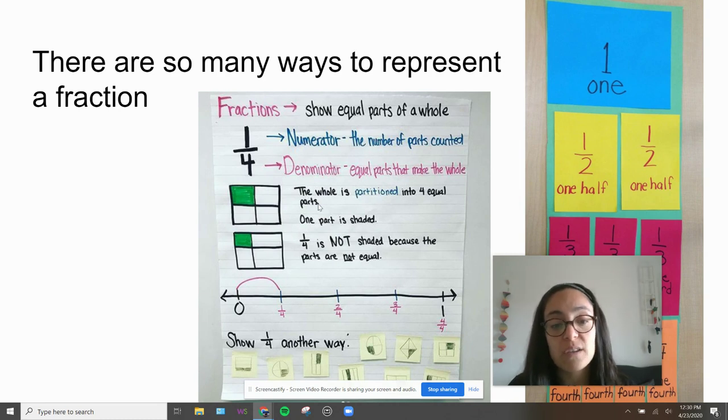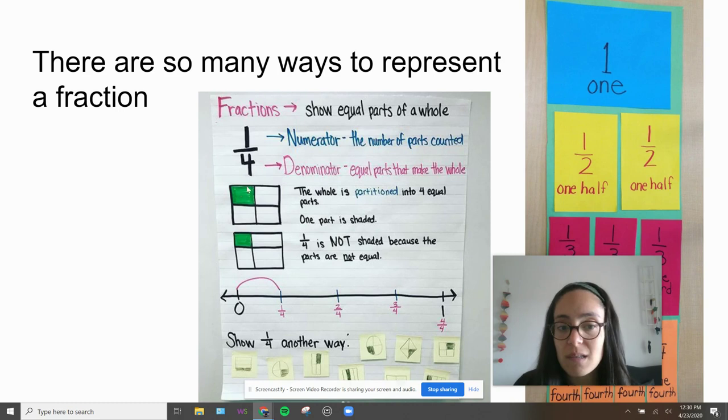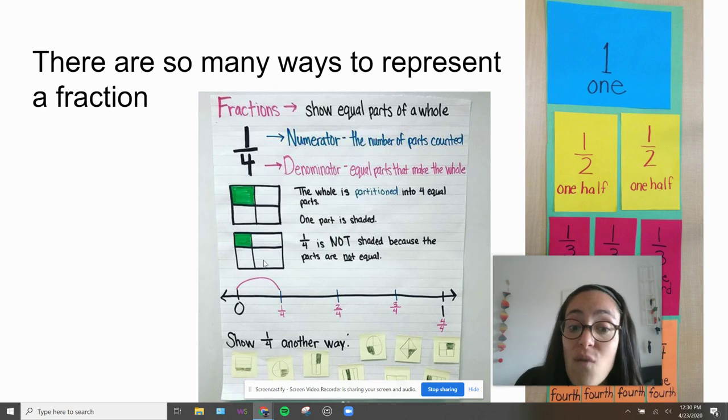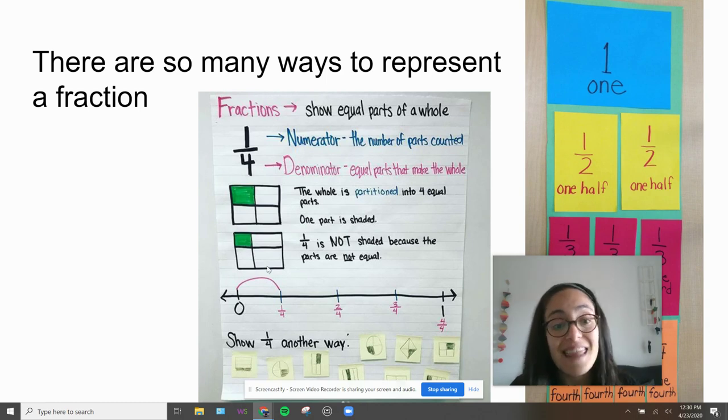So we know that it is very important to show that there are 4 equal parts. Whenever we have a fraction, we know that the denominator tells me the number of equal parts and the numerator tells us the number that we count or the number that's shaded in. And we want to make sure we represent these fractions with equal parts. So this is a great equal representation, and this is not a representation for our fraction above. There are 4 parts, but they are not equal, okay?